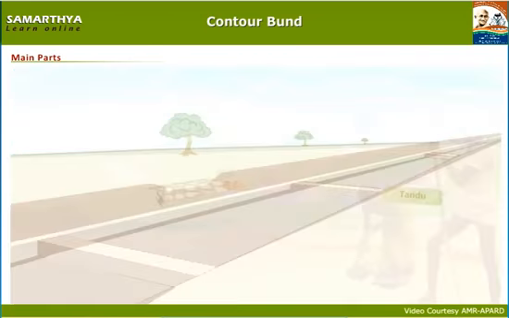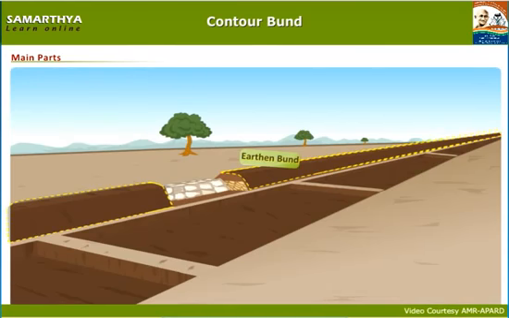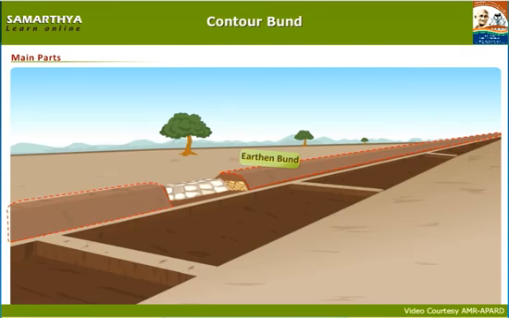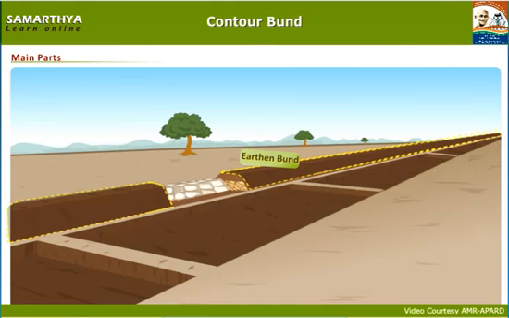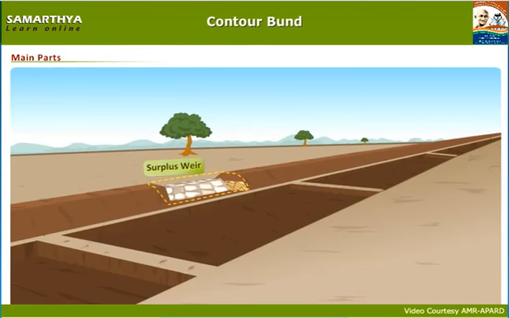Tandu. It is the solid leftover portion after excavation. Berm. It is the space between the toe of the bund and the upper edge of the borrow pit. Earthen bund. It is a bund constructed with the soil excavated from a borrow pit with specific dimensions of top width, bottom width and side slope. Surplus weir. An outlet which is constructed at a suitable location in the earthen bund for safe disposal of excess water.